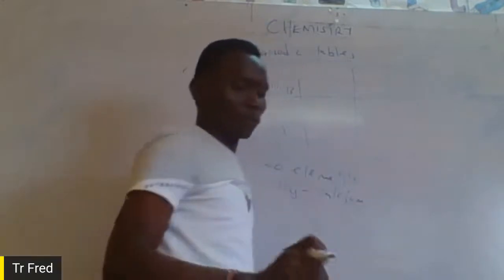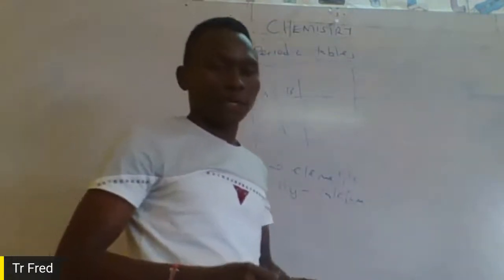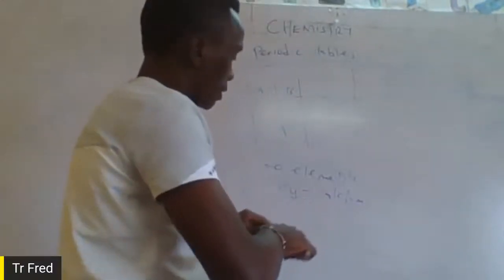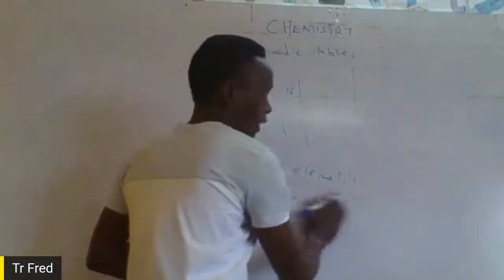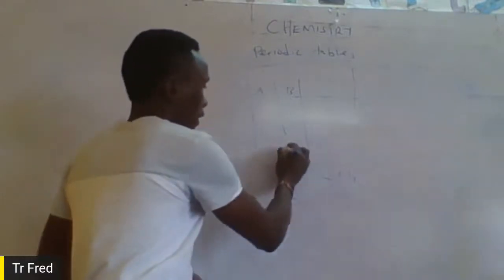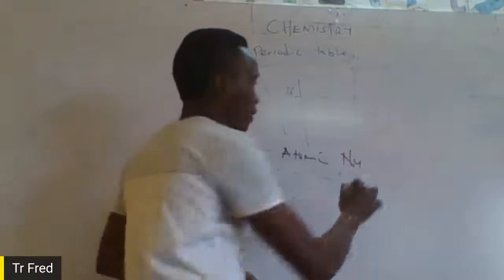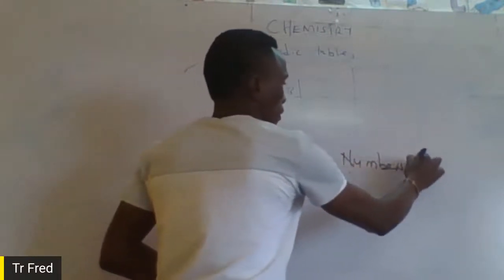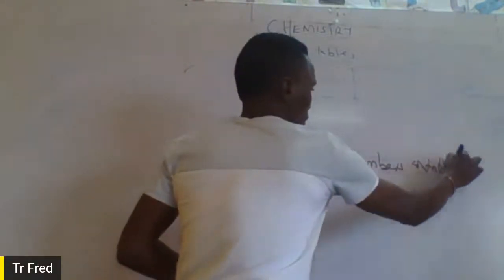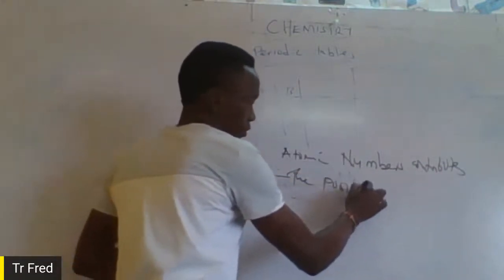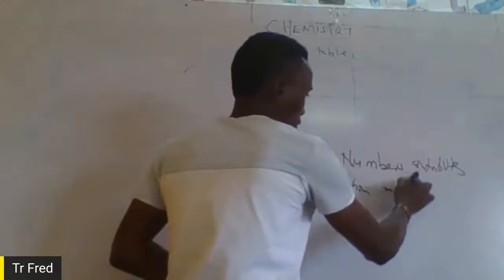And the elements of the periodic table have different atomic numbers. The atomic numbers contribute to its position in the periodic table.